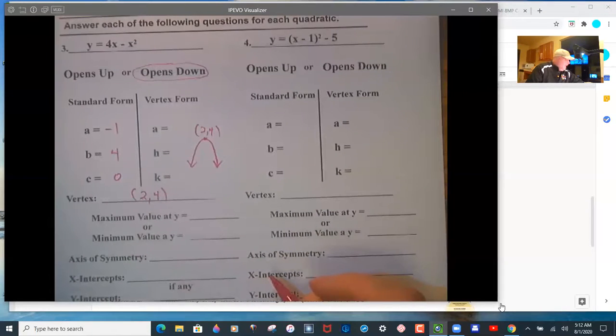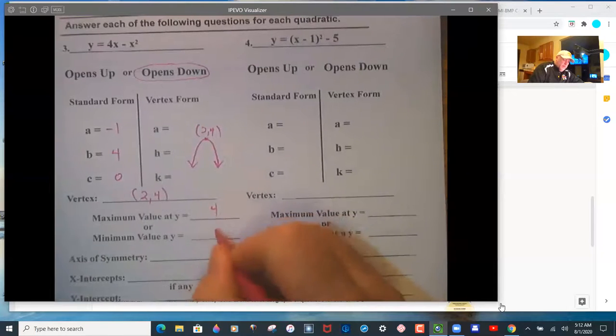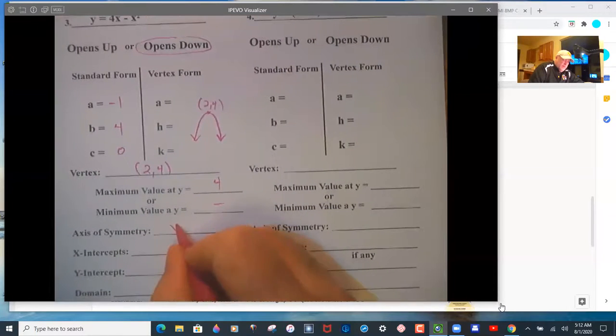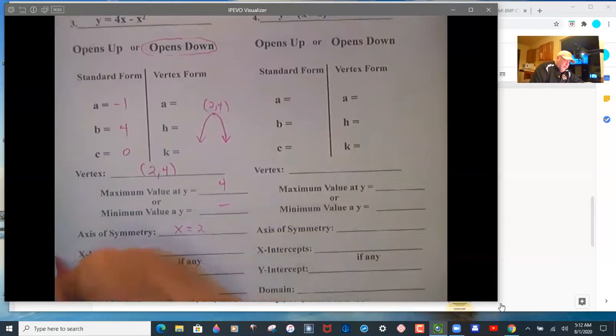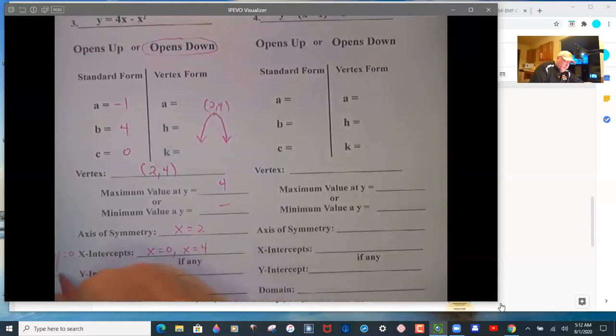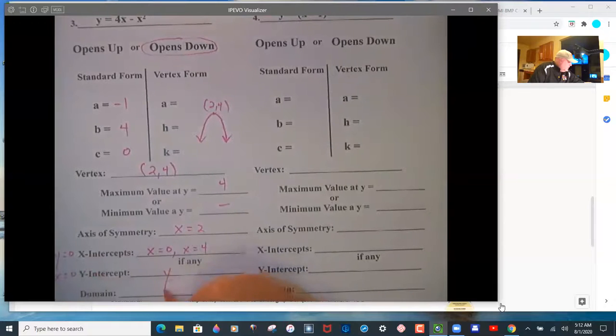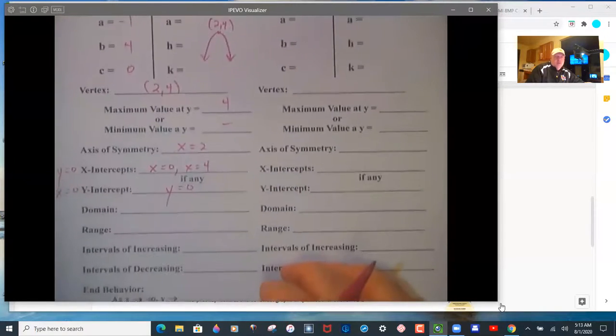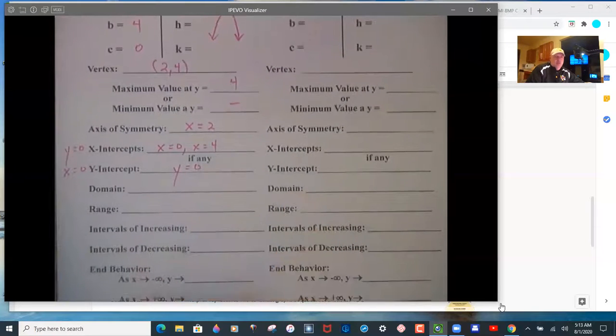That means we have a maximum at y equals 4, and no minimum. Axis of symmetry, x equals 2. X-intercepts will be when y is 0, and they are 0 and 4. They will be on your table. Y-intercept is when x equals 0. That should always be on your table. This is y equals 0. Again, that should always be on your table. So the x-intercepts sometimes are not. And when they aren't, you need to go here.